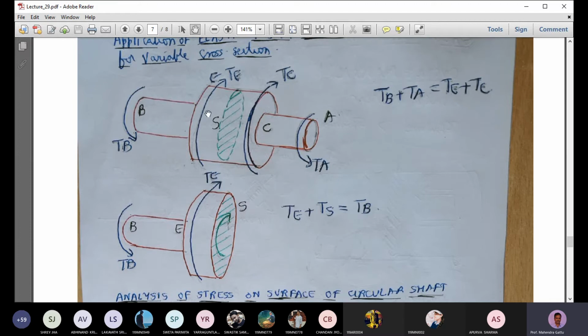So for torque equilibrium, what will happen is TE plus TC, which are acting in the same direction, should balance TA plus TB, which are acting in the other direction. Okay, so this is the global equilibrium. TB plus TA is equal to TE plus TC.